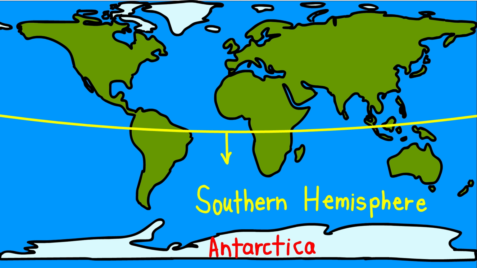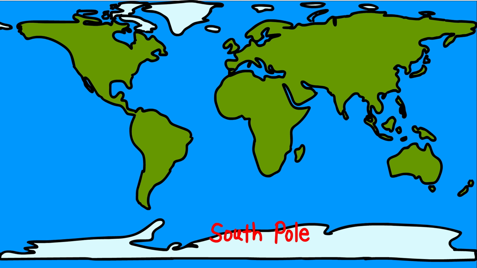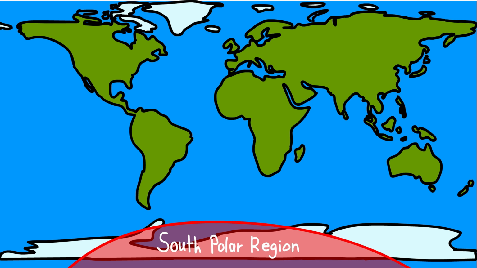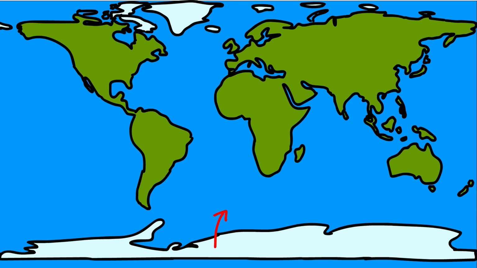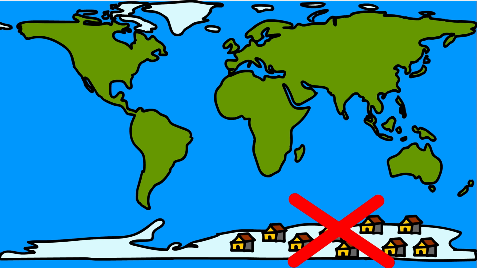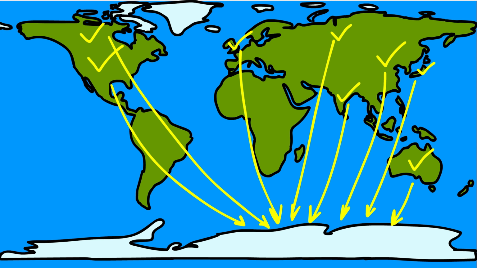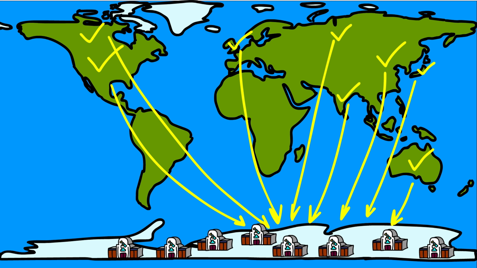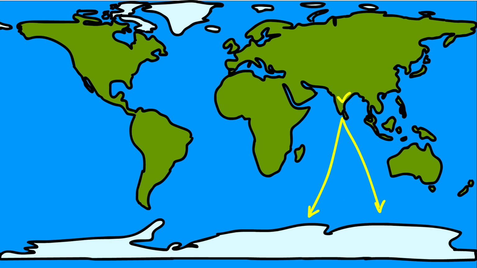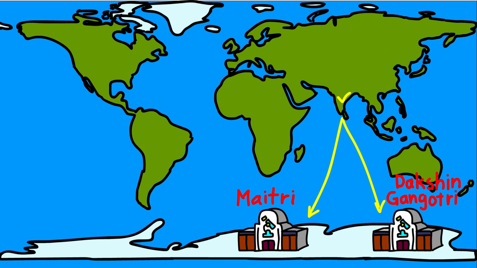Antarctica, completely in the southern hemisphere, is a huge continent. The South Pole lies almost at the center of this continent. As it is located in the South Polar region, it is permanently covered with thick ice sheets. There are no permanent human settlements. Many countries have research stations in Antarctica. India also has research stations there. These are named Maitri and Dakshin Gangotri.